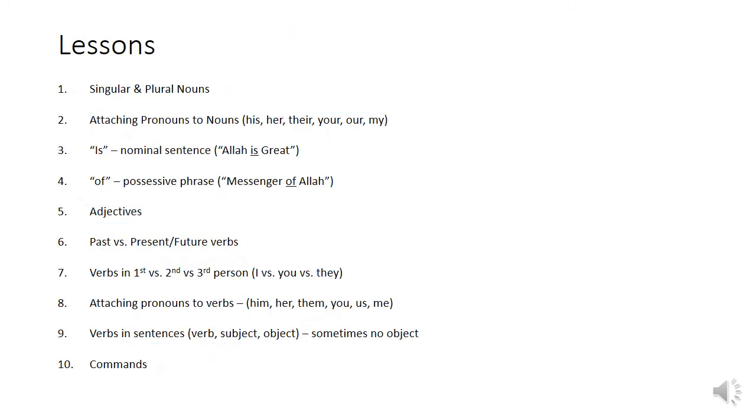So these are all the lessons. We covered 7 of them in the previous slide. We didn't cover the of lesson. Messenger of Allah, how do you show the of? There's no specific word in Arabic for of, but it's just the arrangement of messenger and Allah. We didn't really cover verbs in the first person, second person, third person, I versus you and they. We'll be covering that. And we also didn't cover commands. How do you make a verb an order or a command?